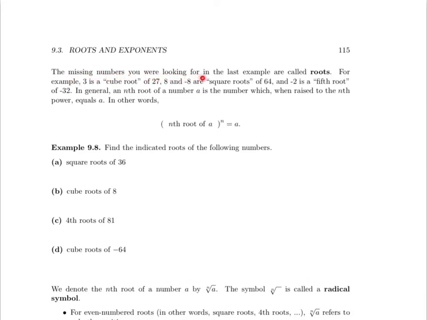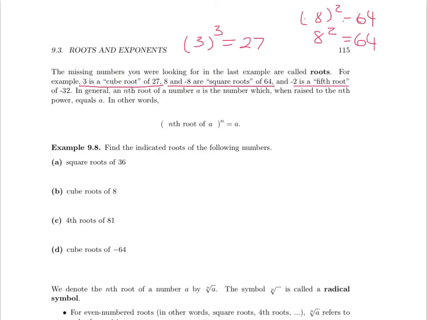The missing numbers that you were looking for in the last example are called roots. For example, 3 is the cube root of 27 because 3 cubed gives you 27. 8 and -8 are square roots of 64 because -8 squared gives you 64 and 8 squared also gives you 64. -2 is the fifth root of -32, and that's because -2 to the fifth power gives you -32.